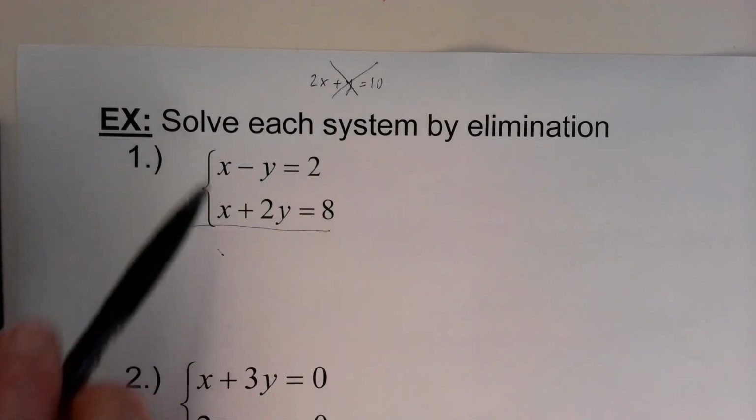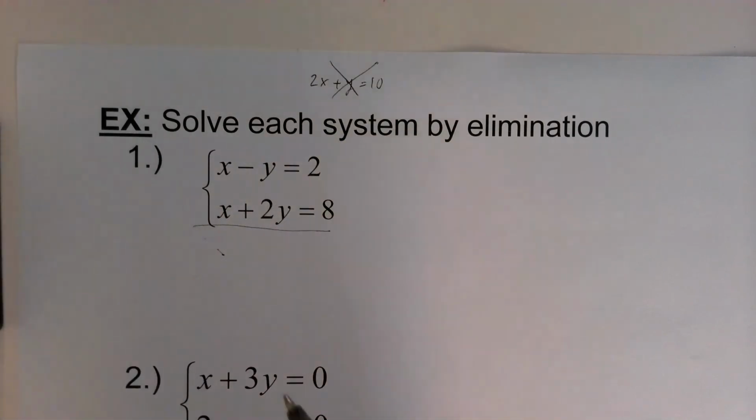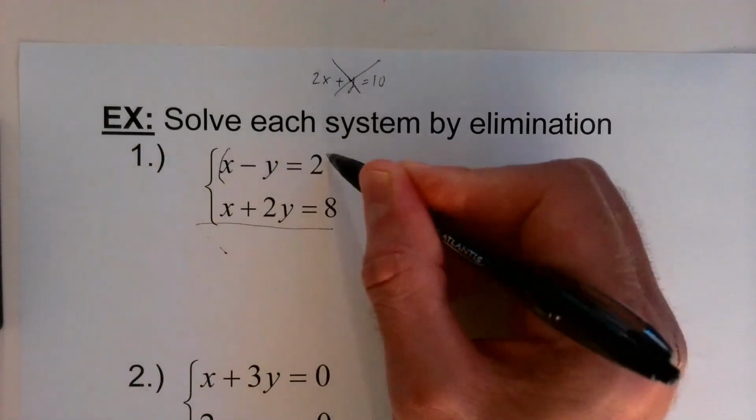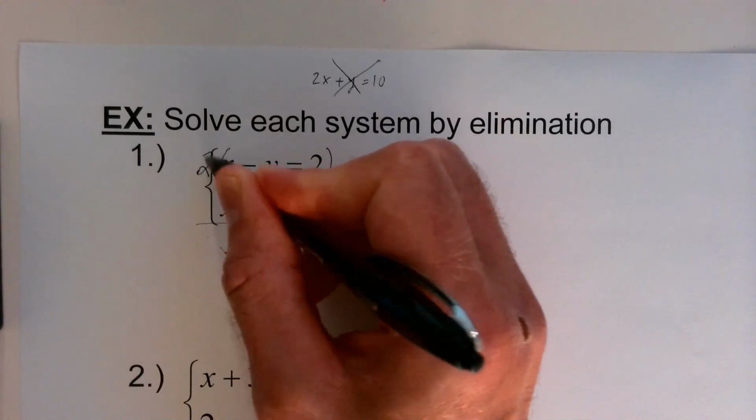What I need to do is maybe some extra operation to fix it up to where when I do add them together, either x cancels or y cancels. I'm going to cancel the y. You can do it any which way. There's an easy way to cancel x as well. I'm going to cancel y by taking this top equation and multiplying it by a 2.